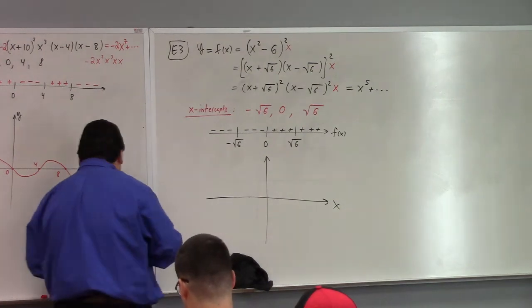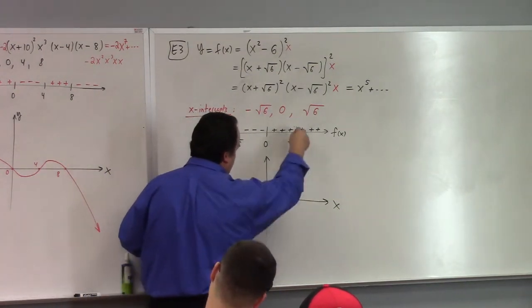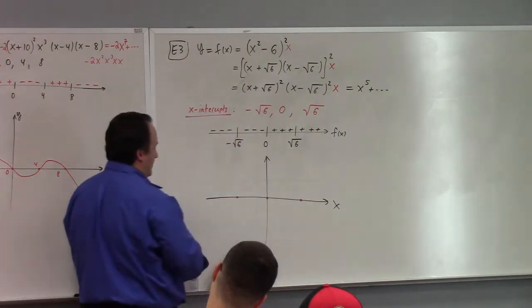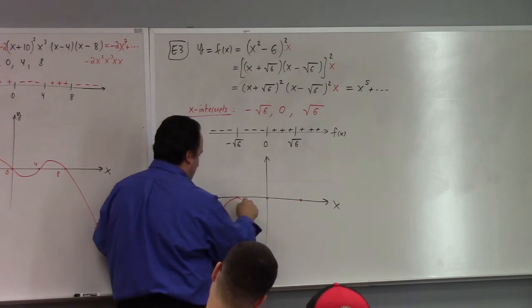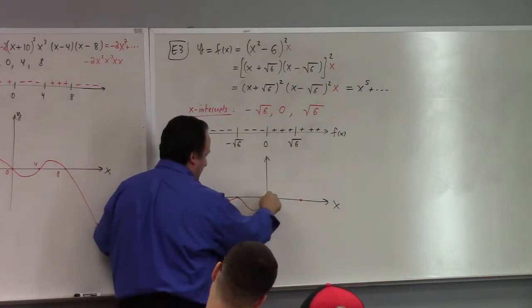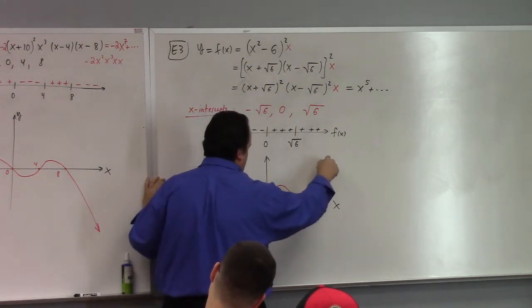So my intercepts here are minus root 6, 0, root 6, and so it's bouncing, it's negative, it bounces, and then it crosses, right? And then it bounces, and then it keeps going like this.